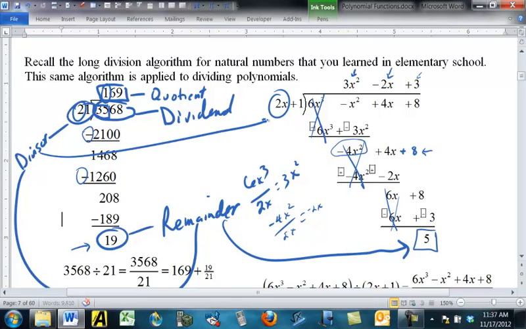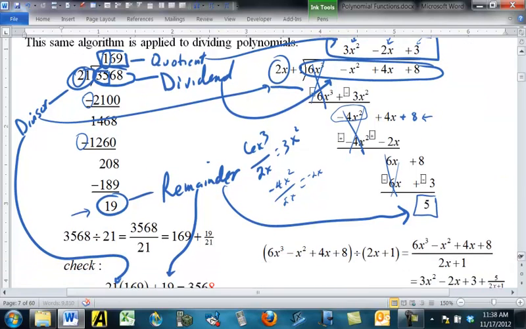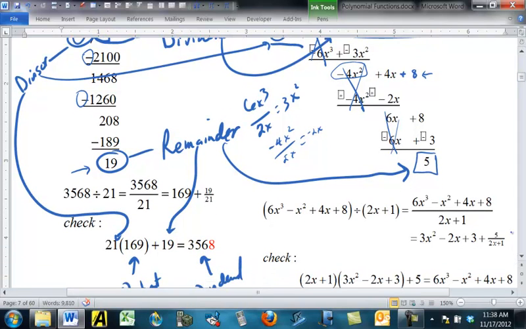So again, this part up here is the divisor. This part up here is the quotient. This part right here is the dividend. How do you express your answer? You can express the problem as (6x cubed minus x squared plus 4x plus 8) divided by (2x plus 1). Or you can express that as a fraction, just like I could do over here. Divides can be written this way or this way.